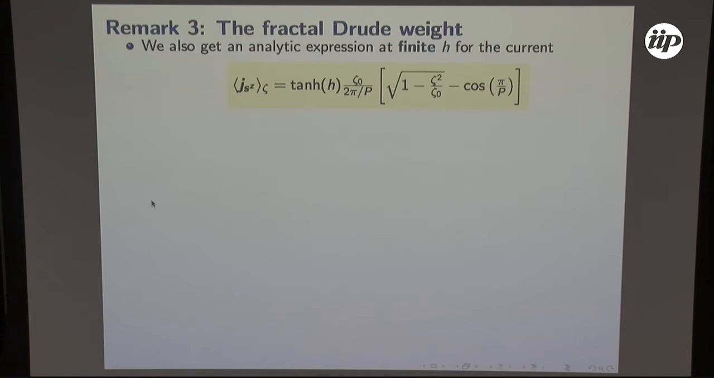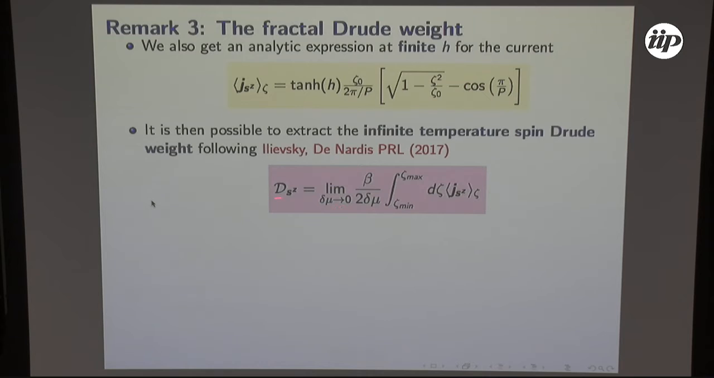All right, the last final thing. There is a way also to compute the Drude weight from the exact solution that we have. The Drude weight is the coefficient of the delta function in the Kubo formula for the conductivity. You can use a formula by Ilievski, a student of Prosen, and De Nardis, to compute the Drude weight once you know the spin current for the domain wall initial state, for example.